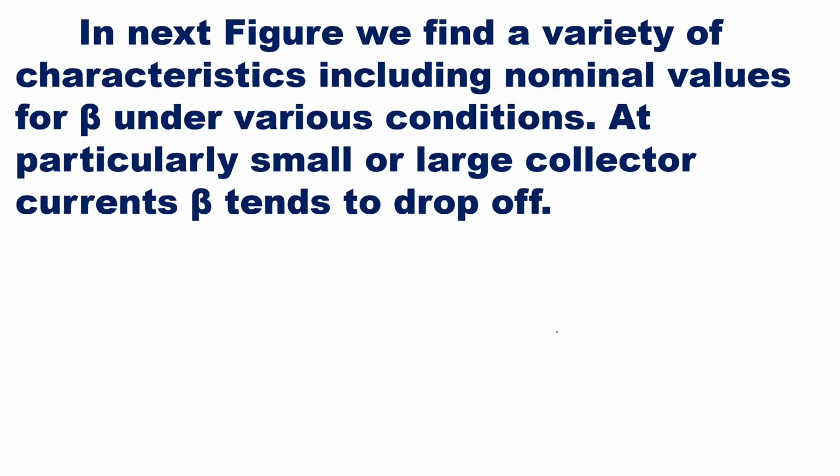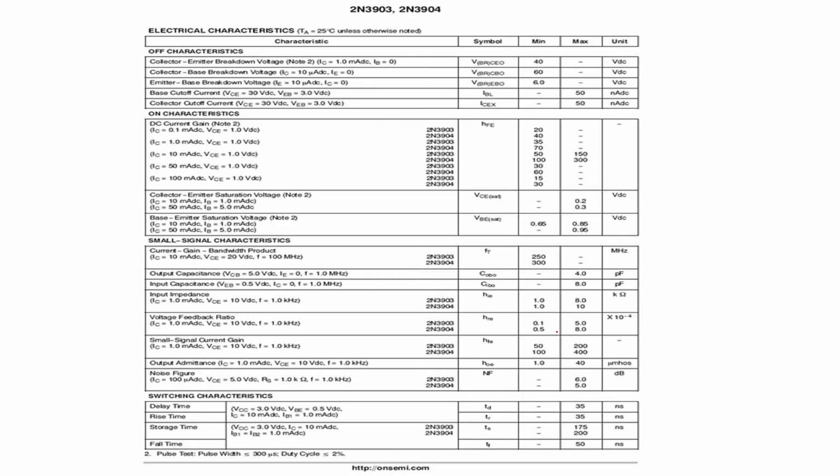In the next figure, we find a variety of characteristics, including nominal values for beta, that is current gain, under various conditions. At particularly small or large collector currents, beta tends to drop off. So here you can see those values which are related to the characteristics of beta. This is also included in your data sheet for the same two transistors.